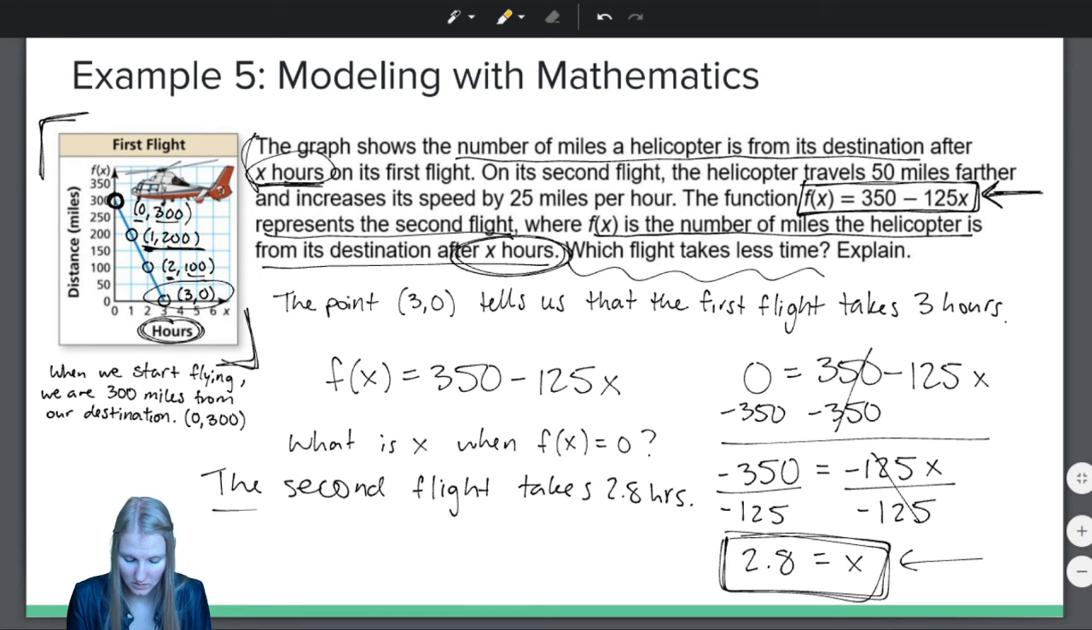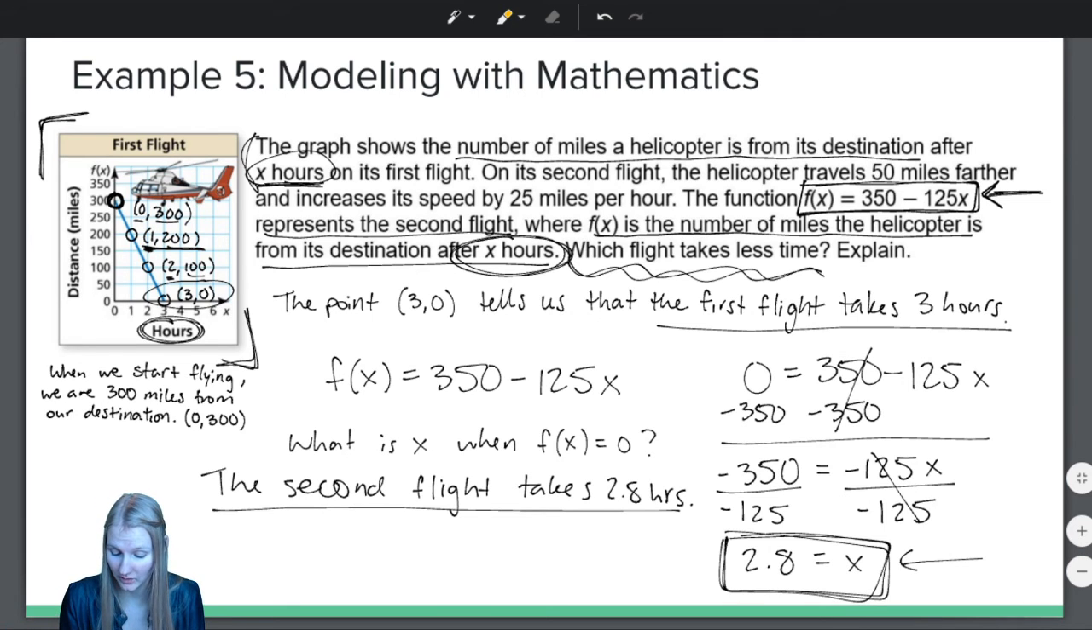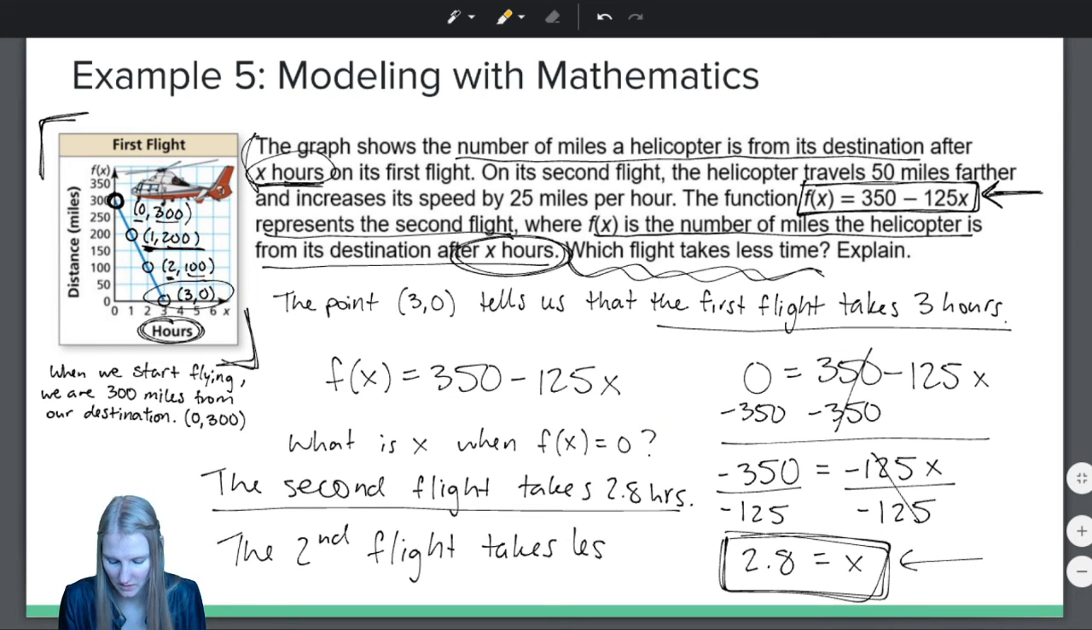So which one is faster? Which flight takes less time? Well, the first flight takes 3 hours. The second flight takes 2.8 hours. Which one takes less time? The second flight. The second flight takes less time.